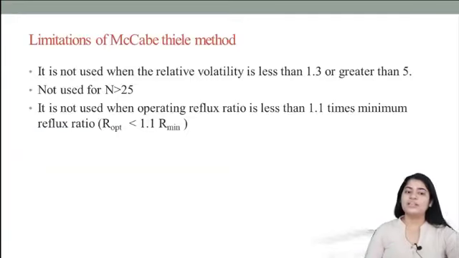Now what are the limitations of the McCabe-Thiele method? It is not used when the relative volatility is less than 1.3 or greater than 5. Again, it is not used when the number of plates is more than 25. And it is not used when the operating reflux ratio is less than 1.1 times the minimum reflux ratio. We will study later what the types of reflux ratio are, here operating reflux ratio and minimum reflux ratio.